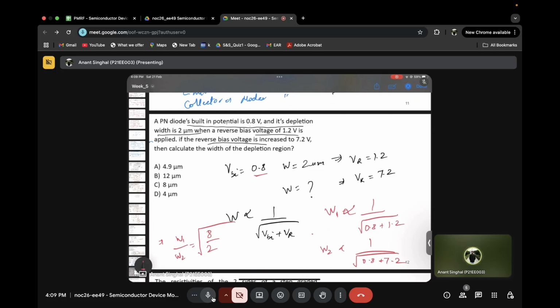Is there any doubt in this? So this will be under root 4, which means 2. That means W1 will be twice that of W2. W1 we already know was 2, right? So the final width would be, if we increase the voltage, 4. So the correct answer is option D.